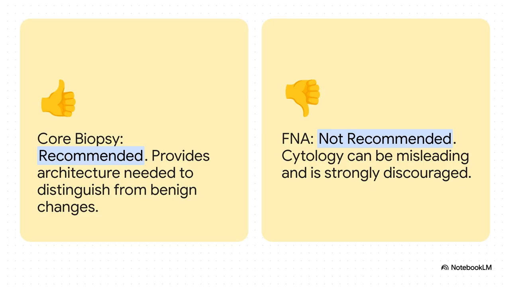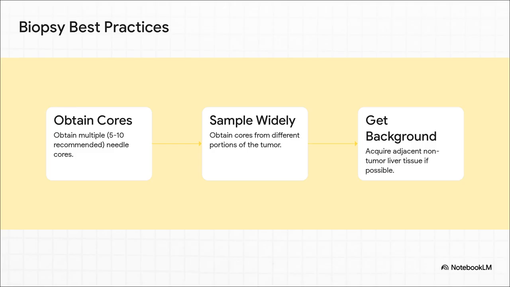It's almost impossible to tell a well-differentiated tumor from normal, regenerating liver cells. You need to see the architecture. That's why a core biopsy is the only way to go. And we're not just talking about any single core biopsy. The protocol is pretty specific here. It recommends getting multiple cores, ideally like 5 to 10, and taking them from different parts of the tumor. This gives you the best possible chance of seeing all the different patterns that might be hiding in there. And hey, if you can get a piece of the normal liver right next to the tumor, that's a massive bonus for checking out any other background issues.